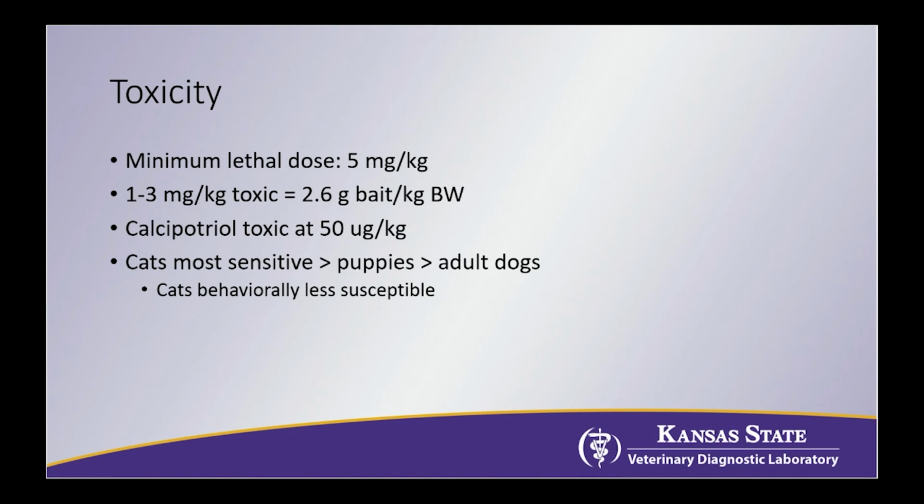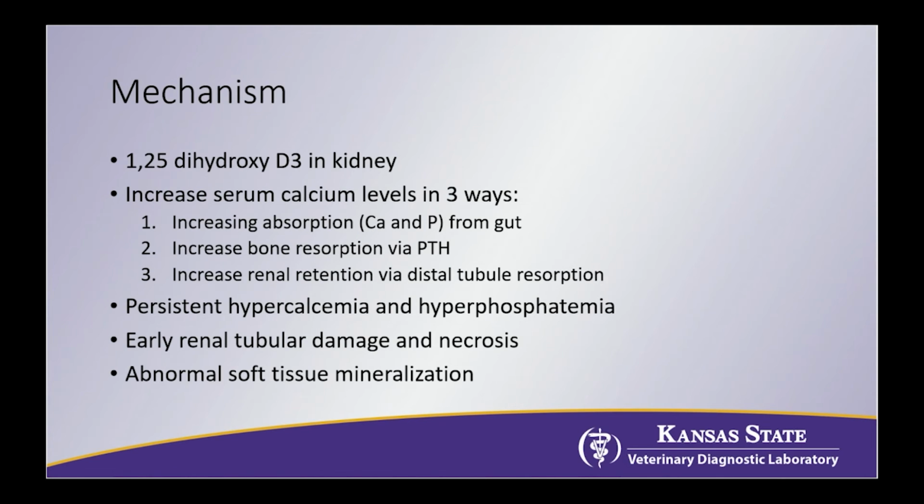Minimum lethal dose, it's relatively toxic compared to other things that we look at, 5 mg per kg. Cats are more sensitive again, but cholecalciferol is probably the most common bait in the rodenticides that we see in the last 2 years. Bromethalin is less, and very few long-acting anticoagulants.